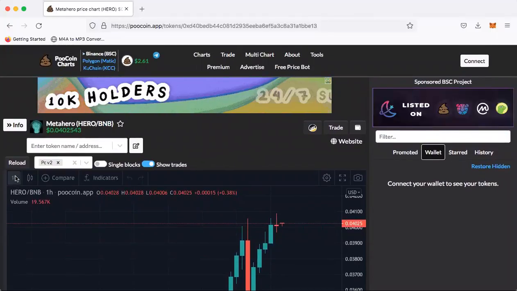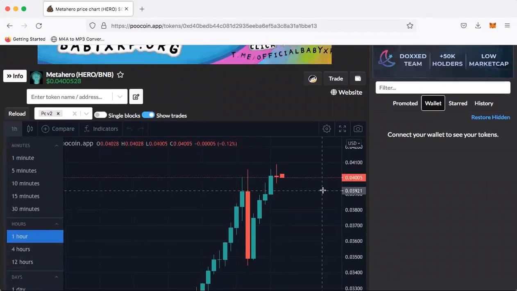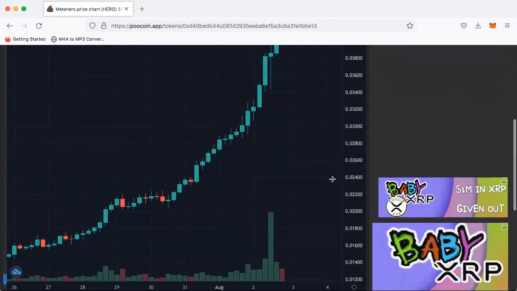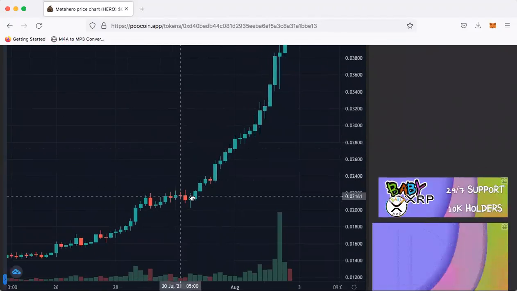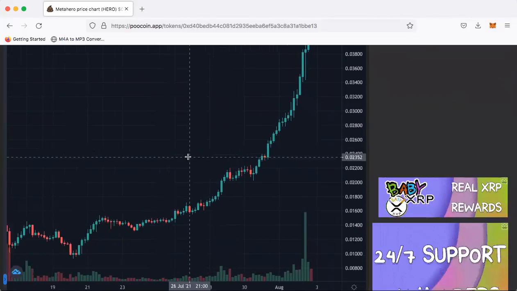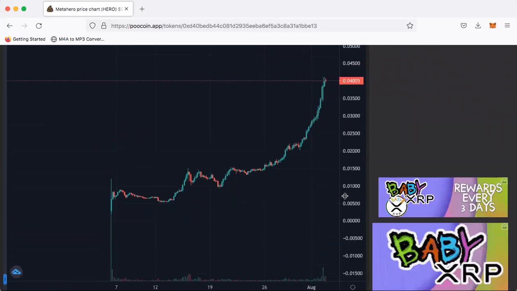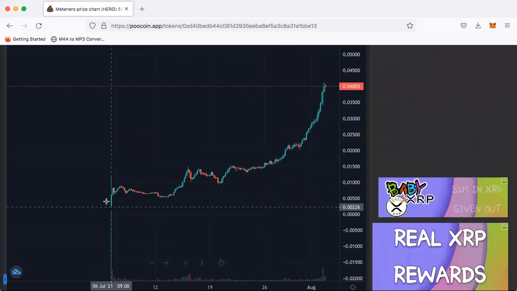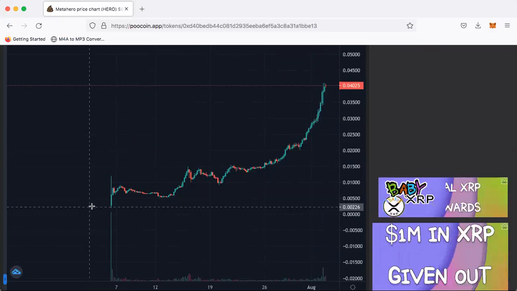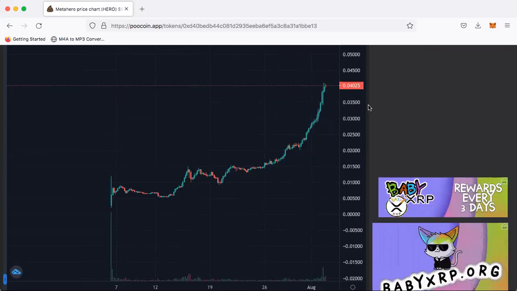I'm going to show you the 4-hour chart. Metahero is doing numbers, guys. Yeah, it is doing absolute numbers. Let me try and squeeze this chart in for you guys. Okay, so this is where this chart is, guys. As you can see, it started from 0.0 something, and it is all the way at 4 pence already.